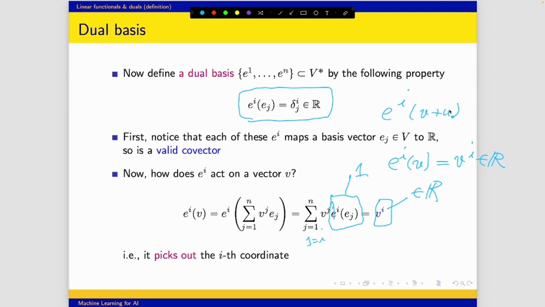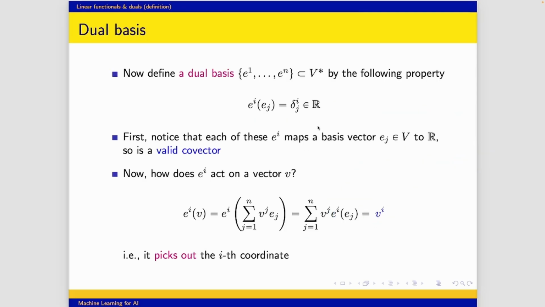Sorry, not according to vector addition. Let me just erase this so that we clear some space. So we want to assure ourselves that this is linear. So EI, is it linear? Well, we defined a basis. So let's pick two vectors, U and V.